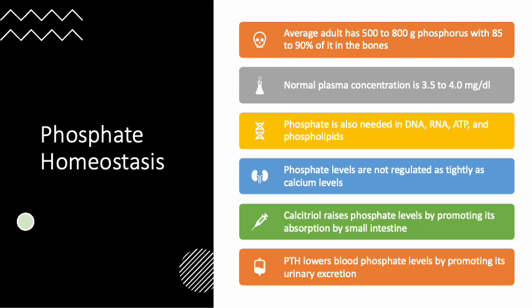Phosphate is also needed for DNA, RNA, ATP, and phospholipid production. If you don't have this, you cannot make DNA, you cannot make RNA, you cannot make ATP. So if you're not making DNA, you're not able to do mitosis and make new cells. So are you able to make new blood cells? Are you able to make new bone cells? Probably not, because we can't make DNA.